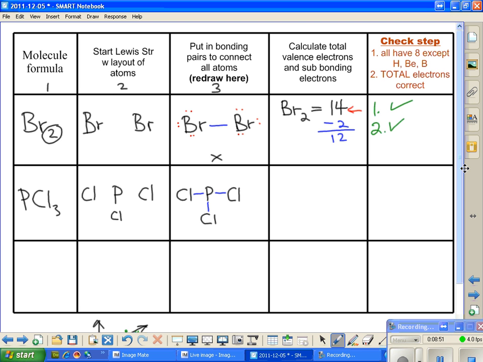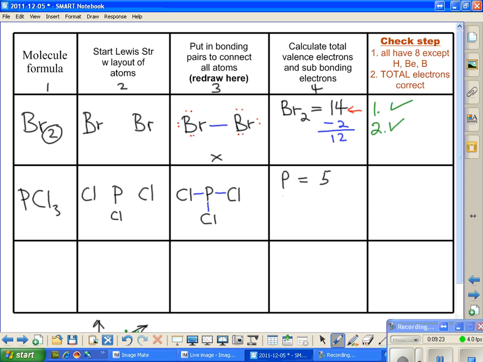Now we're going to go and figure out column number 4, which we figured out for the bromine already. We're going to do that now for the phosphorus trichloride. So phosphorus is sitting there. There's only one of him. If you look on the periodic chart, you'll see that he's in column 5 or 15, depending on which chart you're looking at, which means he has 5 valence electrons. So it's 5 times 1, or 5.